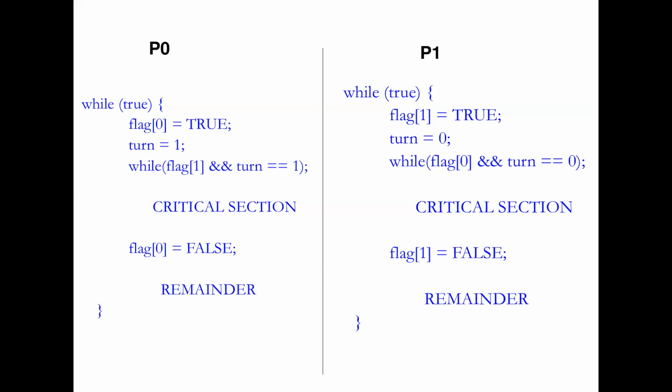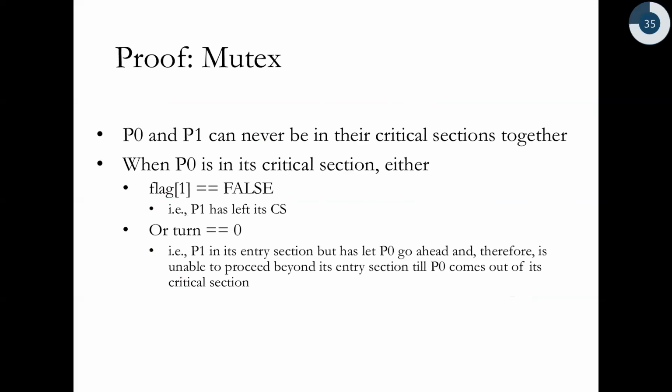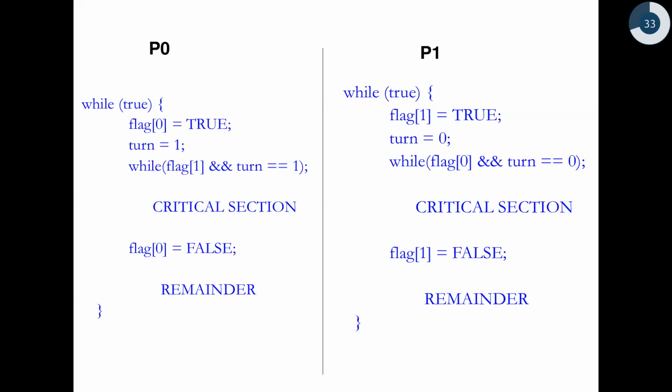The first condition is while flag[1] is true. So what if flag[1] is false? Then I'm immediately going to break from the loop and enter the critical section. So that is the first condition. That means flag[1] is false, right? That means that P1 is no longer in the critical section. P1 has left the critical section and set flag[1] to false, or maybe it never entered the critical section because the initial value was false also. So it's not in the critical section, and therefore there is no problem with this case.